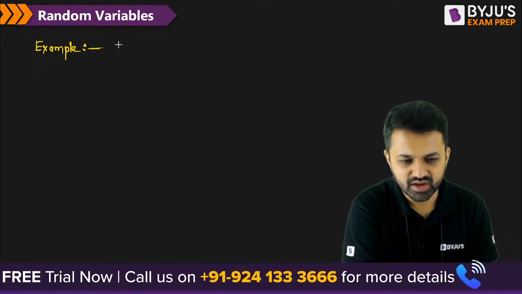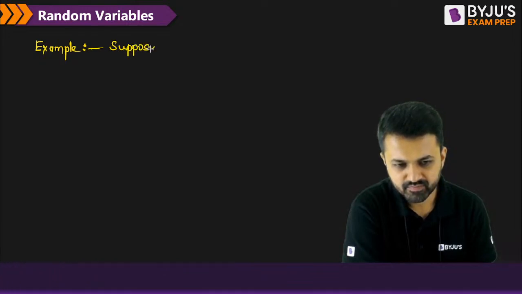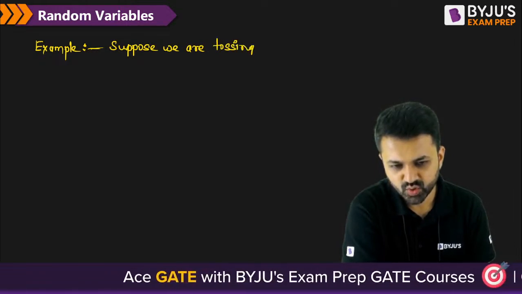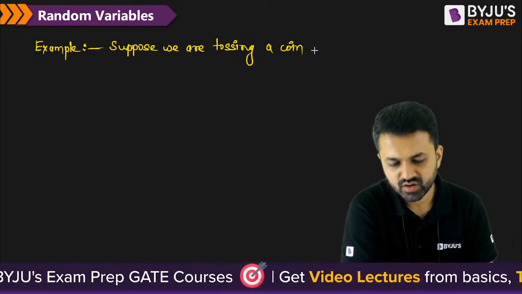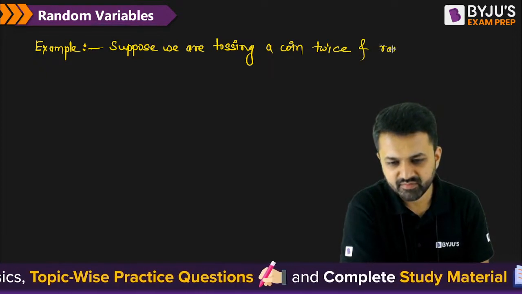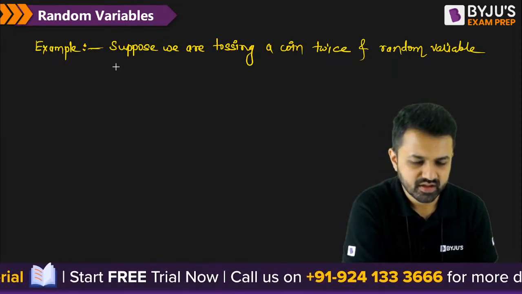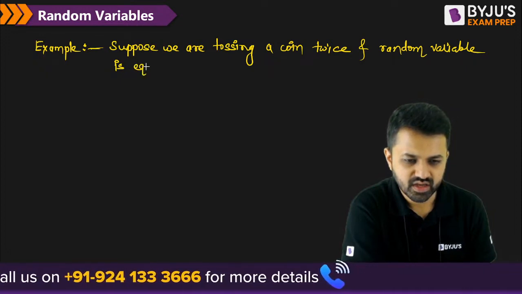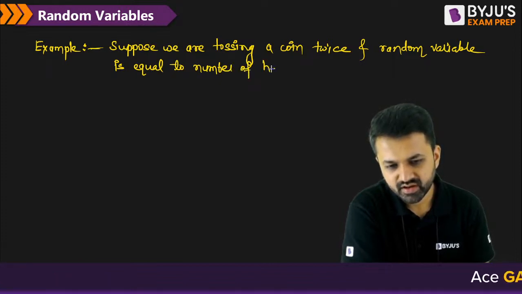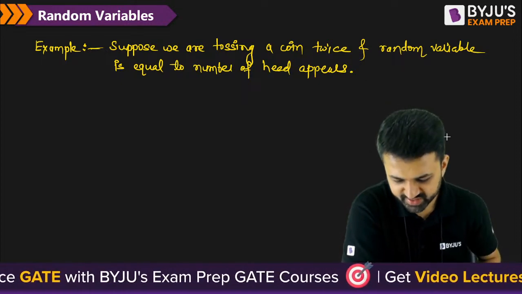And one more example you can take. Suppose we are performing an experiment of tossing a coin twice, and the random variable is equal to the number of heads that appear. Then how can you define it?